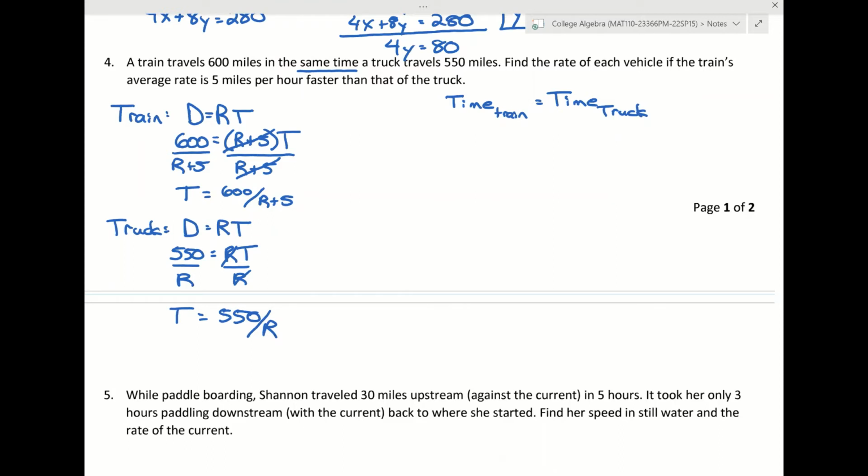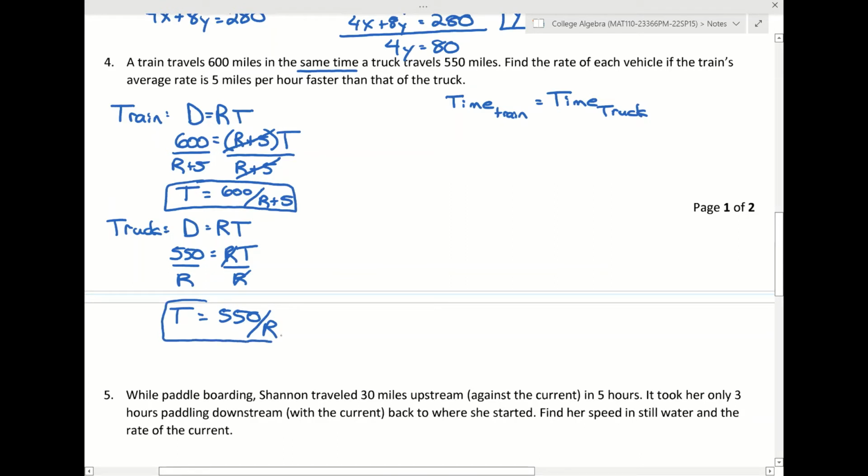The problem originally said that those times were equal. So I'm going to set this time equal to this time. The time of the train, 600 over R plus 5, is equal to the time of the truck, 550 over R.